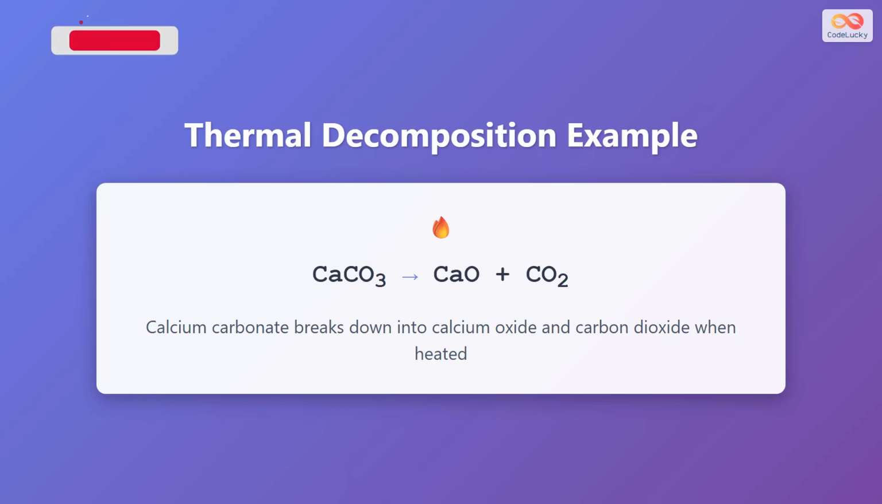Let's look at a classic example of thermal decomposition. When calcium carbonate is heated, it breaks down into calcium oxide and carbon dioxide. The chemical equation is CaCO3 → CaO + CO2. Calcium carbonate is commonly found in limestone and seashells. When you apply heat to it, the thermal energy breaks the bonds holding the compound together, producing calcium oxide, also known as quicklime, and carbon dioxide gas. This reaction is used industrially to produce lime for construction materials.